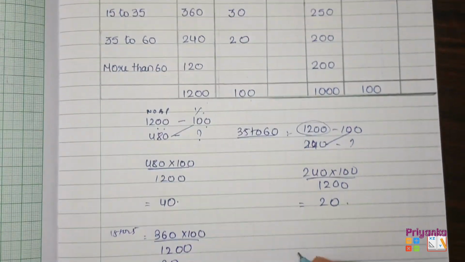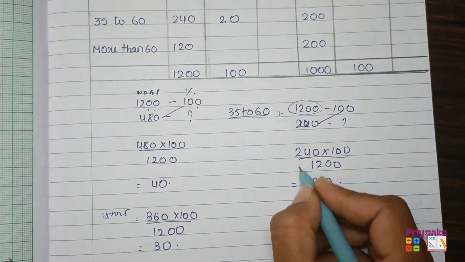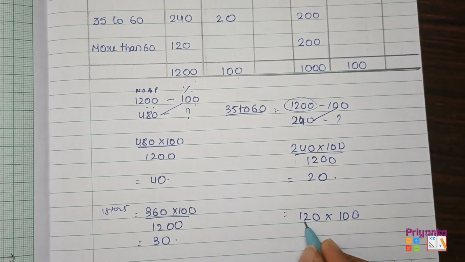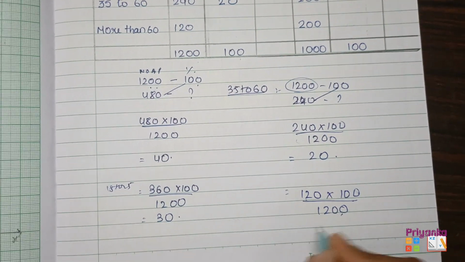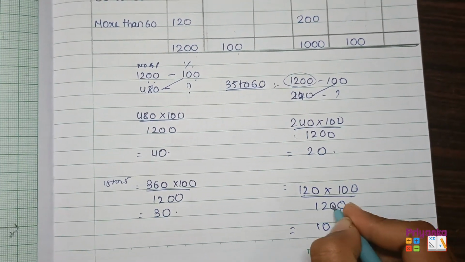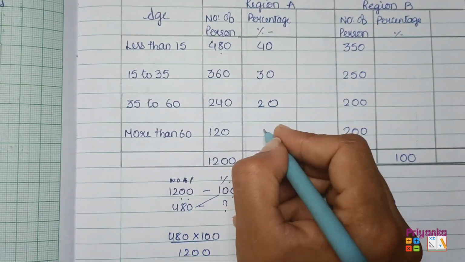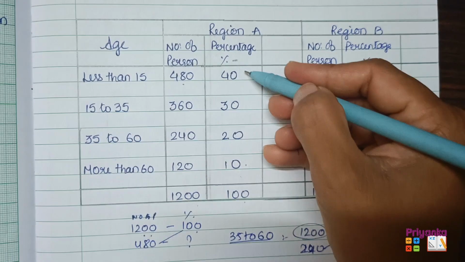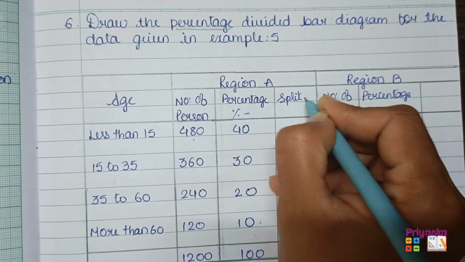Last one, for the 120, do it directly. That 120 multiplied by 100, just look at the equation that I put: the number of persons here over 100, and the total number of persons 1200 over here. Out of this calculation you will get 10%. You can see this. So here we have made it with the percentage, and the next line will be for the split up.